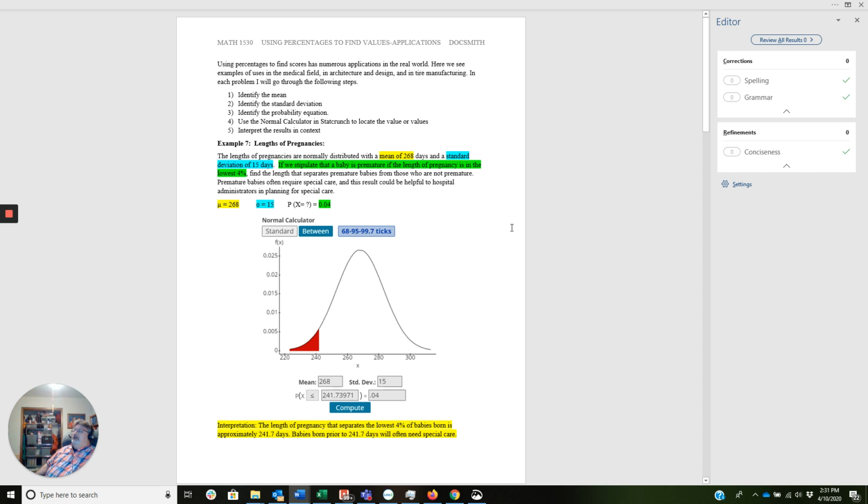So here's the question. The lengths of pregnancies are normally distributed with a mean of 268 days and a standard deviation of 15 days. If we stipulate that a baby is premature if the length of pregnancy is in the lowest 4%, find the length that separates premature babies from those who are not premature. Premature babies often require special care, and the results could be helpful to hospital administrators in planning for special care.